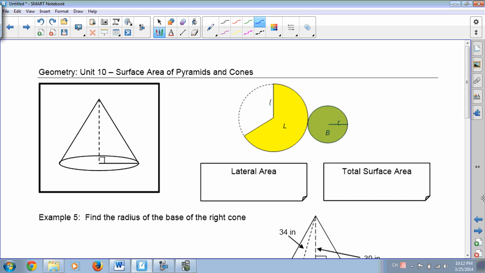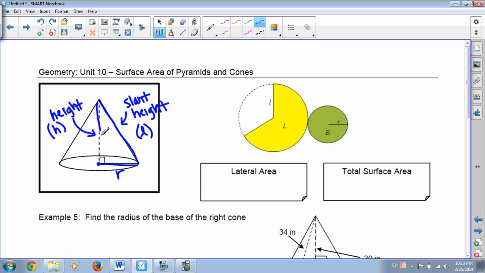Okay, now we're not looking at pyramids anymore. We're now looking at cones. Cones also have a similar right triangle inside of them, just like the pyramid. This perpendicular line straight up and down would be your height. It must be perpendicular to the base. This guy here on the slant is your slant height, still known as a lowercase l. And obviously from the center to the edge of a circle is your radius. So there completes your right triangle.